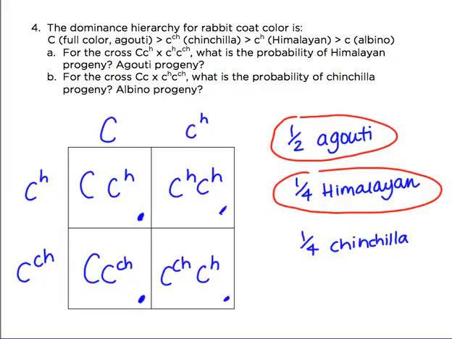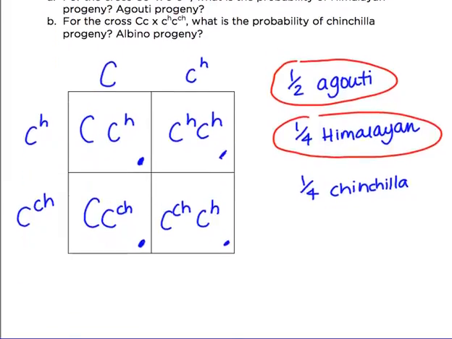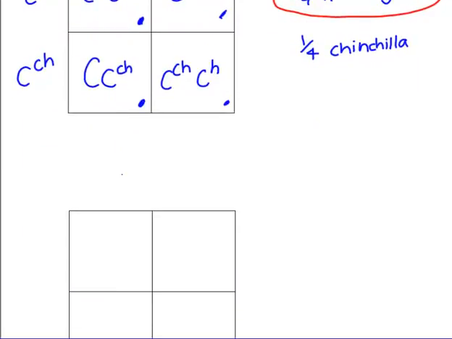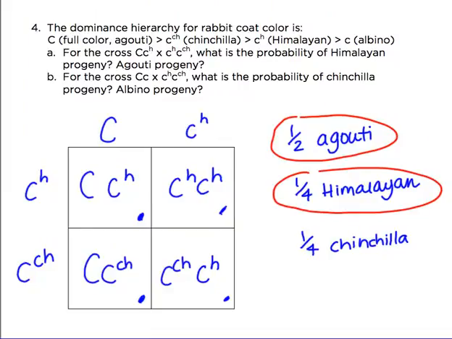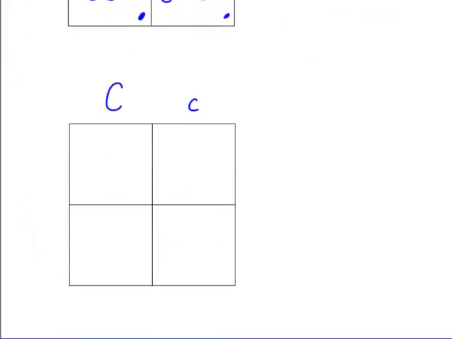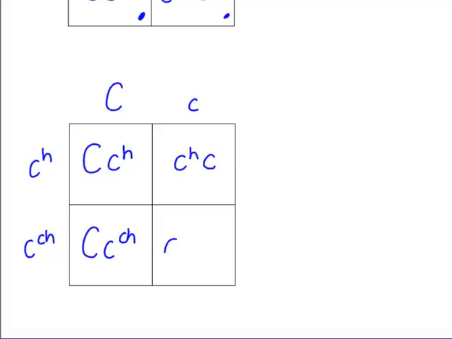Now part B is a different cross, so let's do the Punnett square for that. It is big C, little c, big C, little c, and little c^h, little c^ch, little c^h, little c^ch. And then just go across and fill that out. Okay, so these are the genotypes.